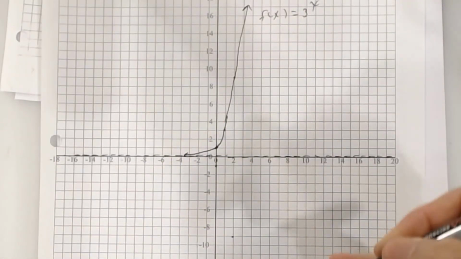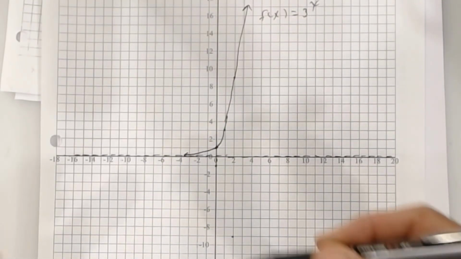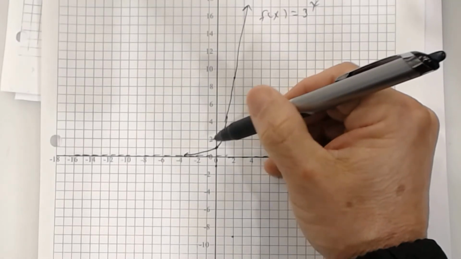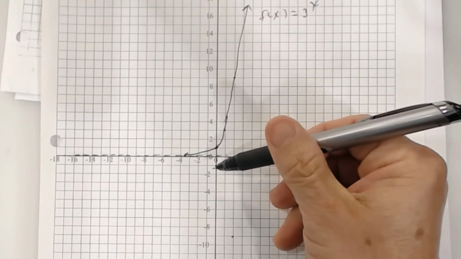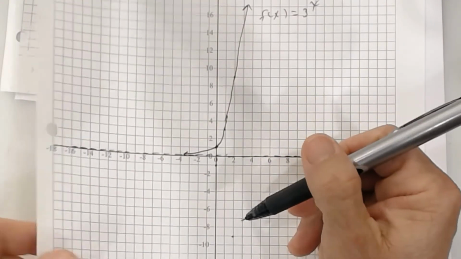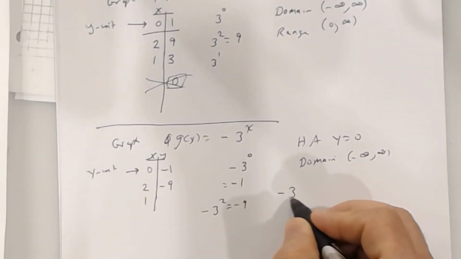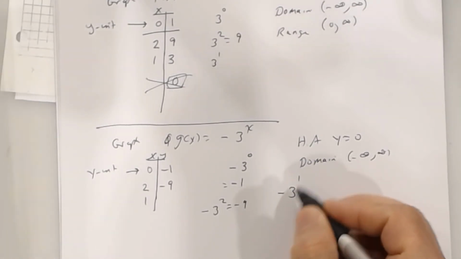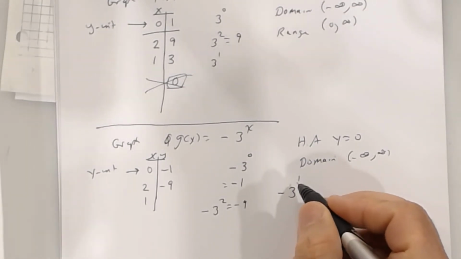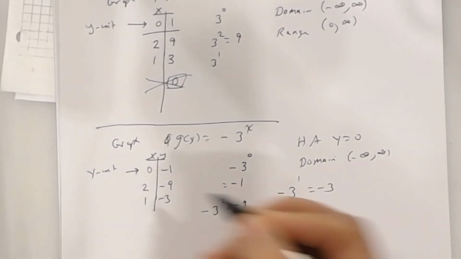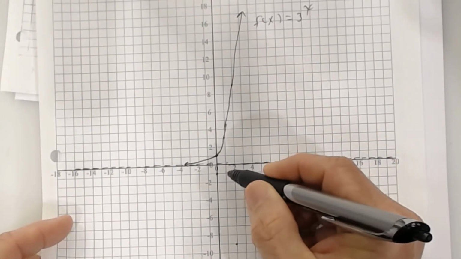So here's that reflection. And then in the previous one where I had 1, 3, I'm going to end up having what? 1, negative 3. If you substitute 1, notice what I get. Negative 3 to the first. And what's 3 to the first? 3, and then so it becomes a negative 3. So 1, negative 3 is right here.